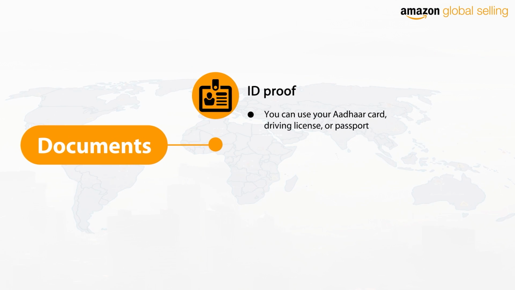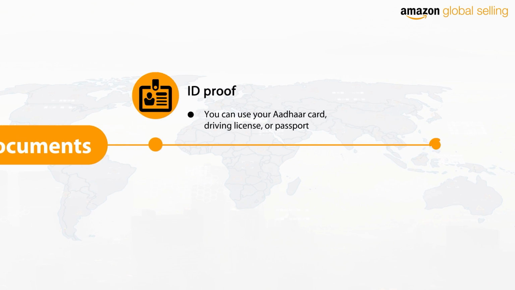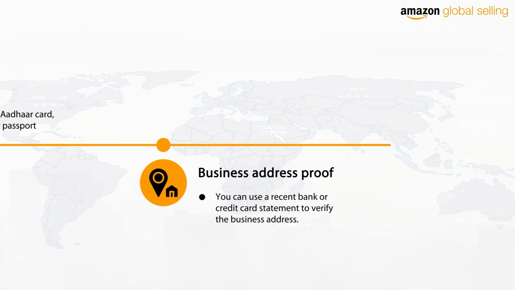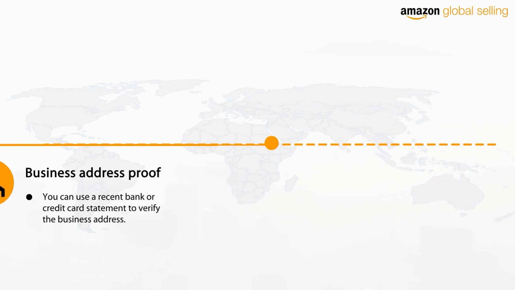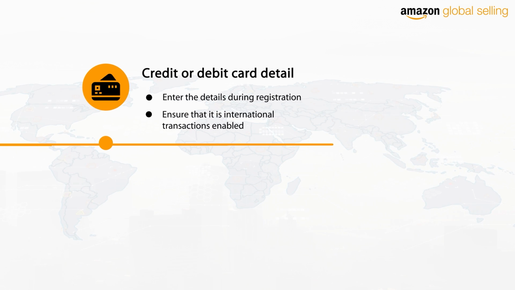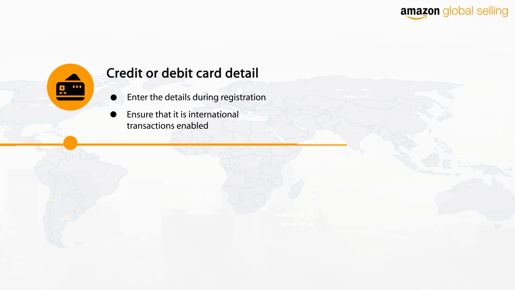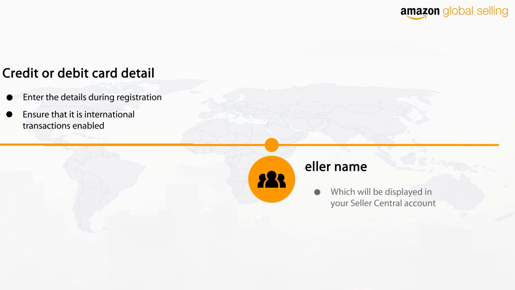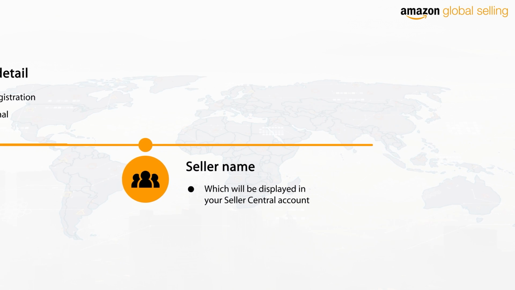Primarily, you require your ID proof, which can be your Aadhaar card, driving license or passport. Secondly, you require a business address proof for which you can use the bank or credit card statement for the recent 1 month to verify the company address. Thirdly, you require your credit or debit card detail for which you'll have to enter the details during registration. You'll have to ensure that it is international transactions enabled. And lastly, ensure that you have selected your seller name, that is the name which will be displayed in your Central account.